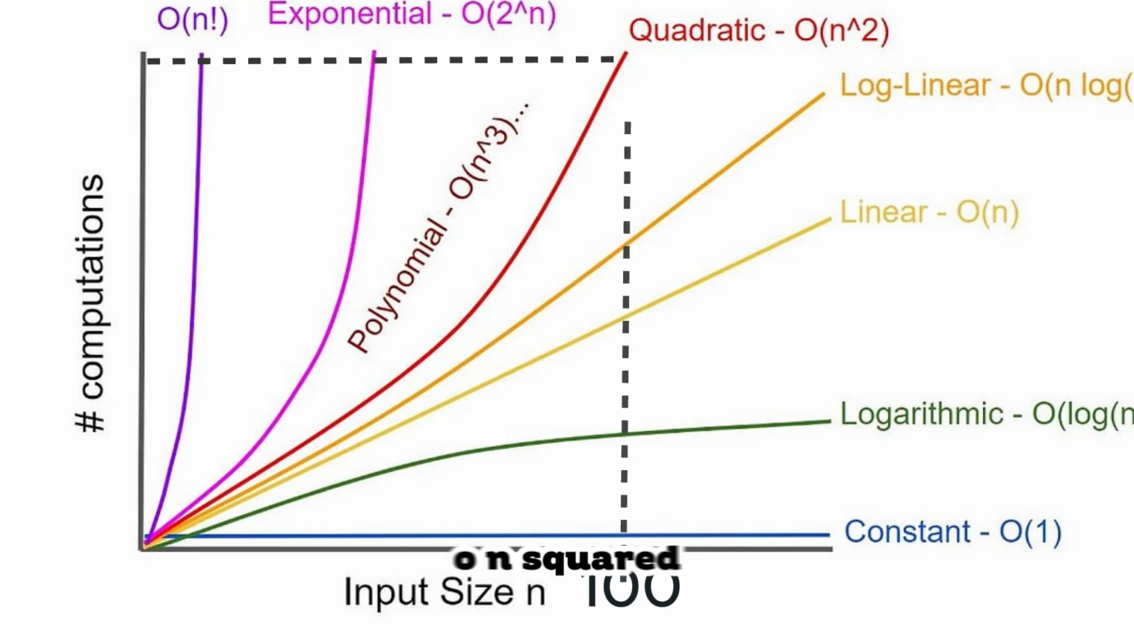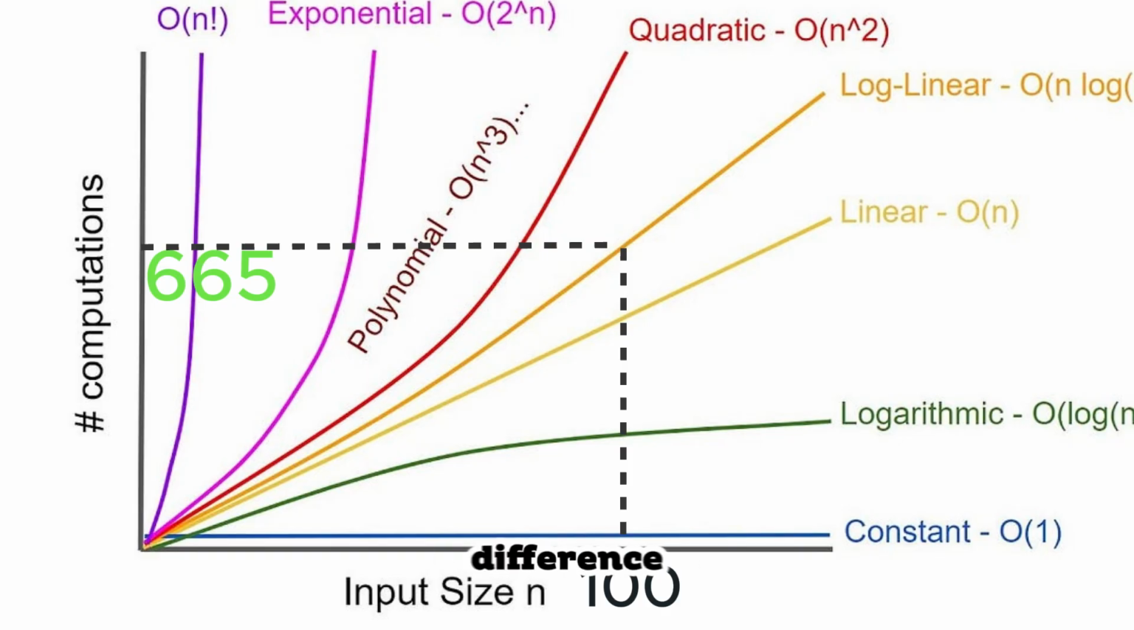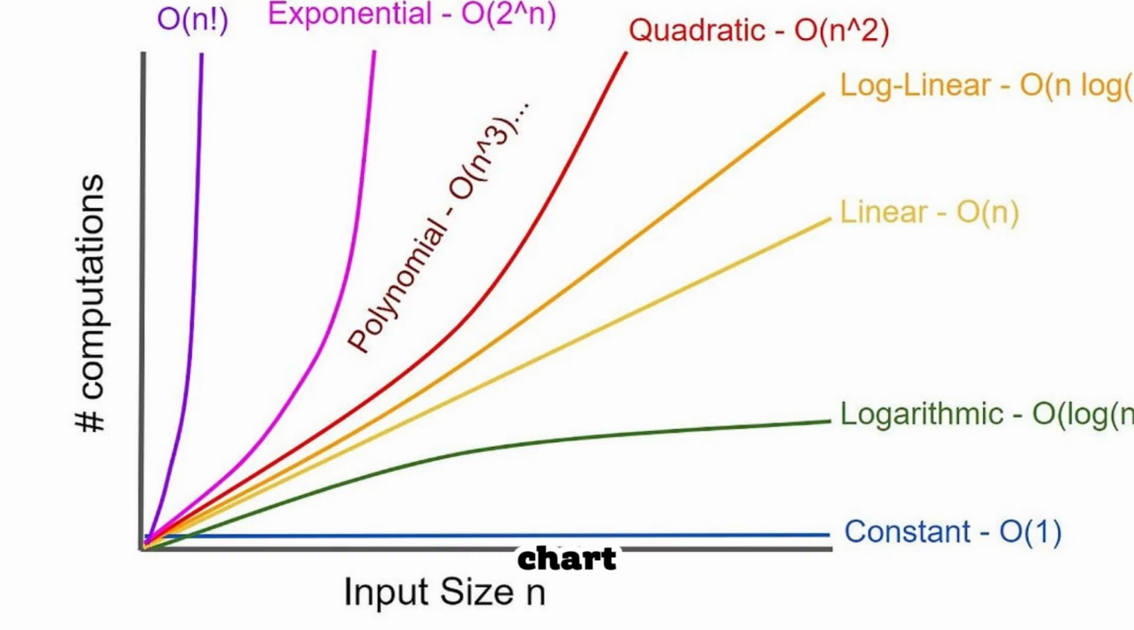For example, O(n²) on 100 elements performs 10,000 operations. O(n log n) on the same input, only 665. Feel the difference? Good. Keep the chart in mind. It's a scoreboard for everything that follows.